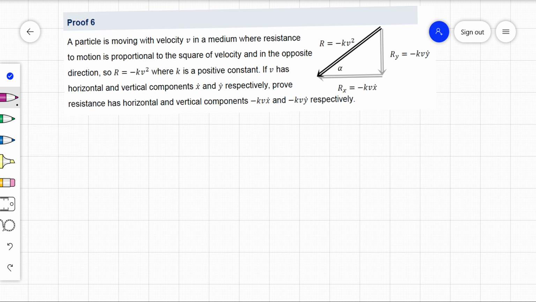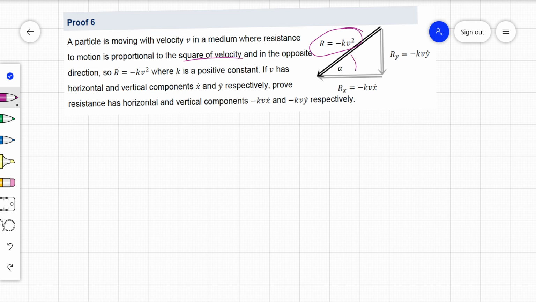All right, so in this case, just like the last case, we're dealing with a resistance that is proportional to the velocity squared. And it's important to know, I feel that I may not have emphasized it in the last one, that it's proportional to the square of the actual velocity, not the velocity in the horizontal direction or the velocity in the vertical direction. It's proportional to the actual velocity. So we have to be careful about that.